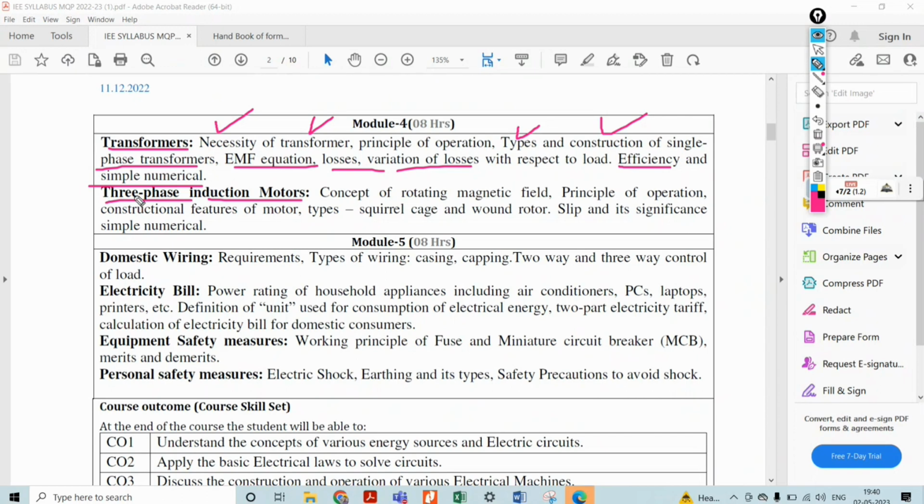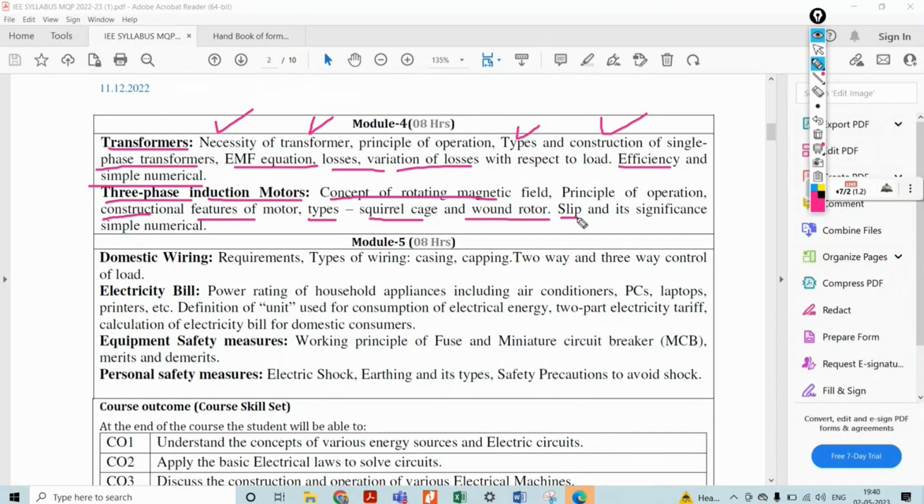Then the three-phase induction motor. There will be a major concentration on the rotating magnetic field. Normally we call that RMF. That itself is the working principle of the induction motor. Then the construction features of the motor. There will be two types: one is squirrel cage and the other is slip ring. The slip ring is also called a phase wound rotor. You can concentrate on the construction of these two types.